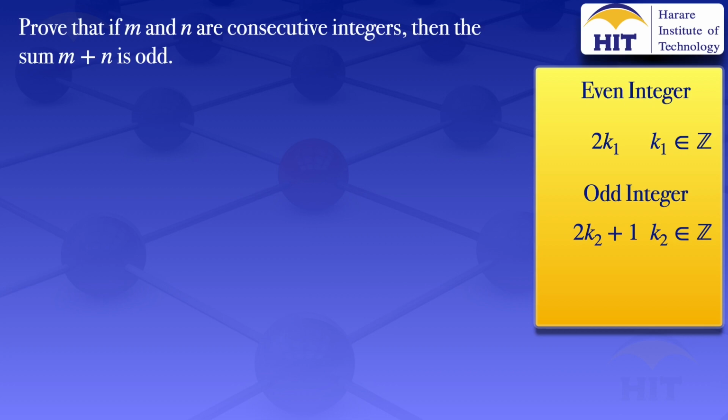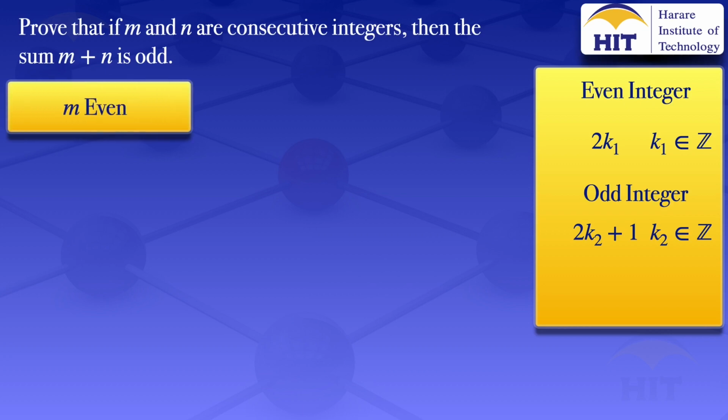But in this case, we are having two consecutive integers, m and n. But we might have two cases where m is even or m is odd. So we'll look at those two different cases separately. So I'll start by looking at the case where we have m being even.